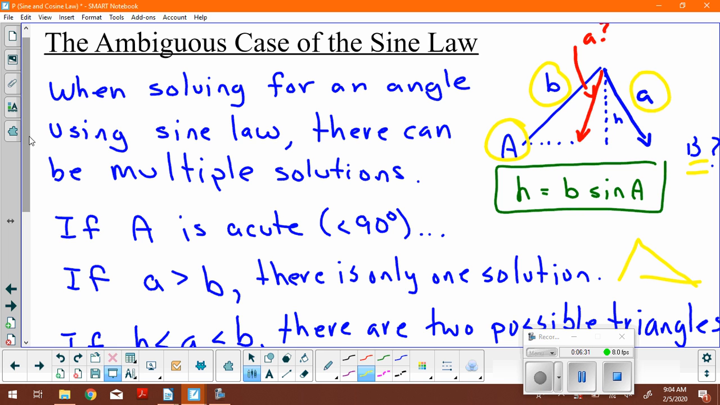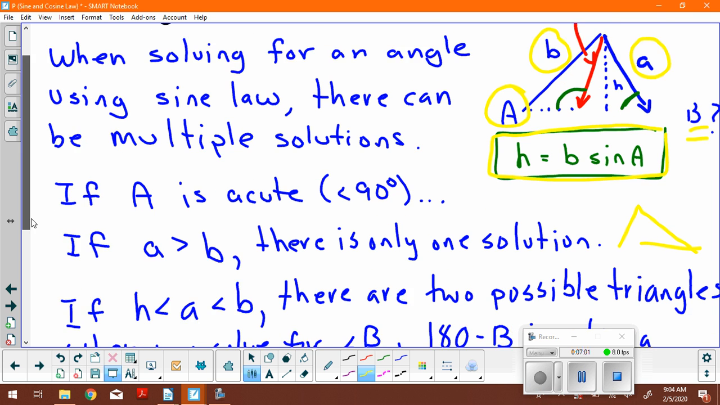Okay, the height, right? If A is a little longer than the height, but it's shorter than side B, well, you can have an acute angle here, or you could have 180 minus that angle, the obtuse angle, and they're both valid answers for that problem. Okay, a quick check to see if that's the case. That's this right here. The height of the triangle is equal to B sine A. So you can figure out the height and then compare it to A, and you'll know if you're in that situation or not.